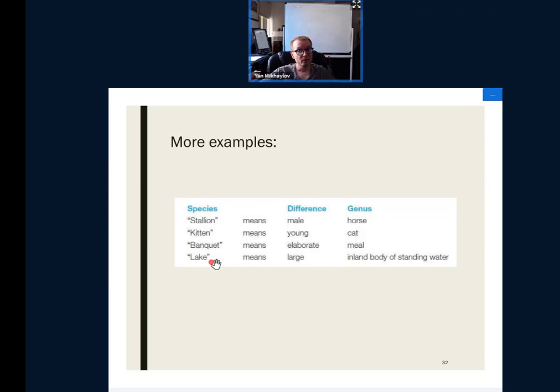Lake. Lake is an inland body of standing water. Okay, great, but there are other types of inland body of standing water, such as a puddle. What's the difference now between any inland body of standing water and the lake? It is a large one. A large inland body of standing water. Okay.